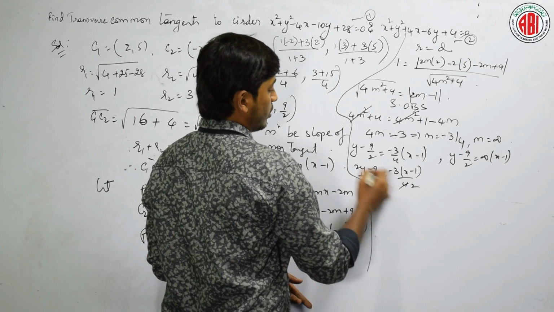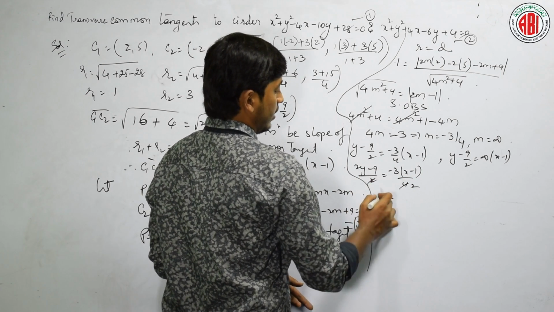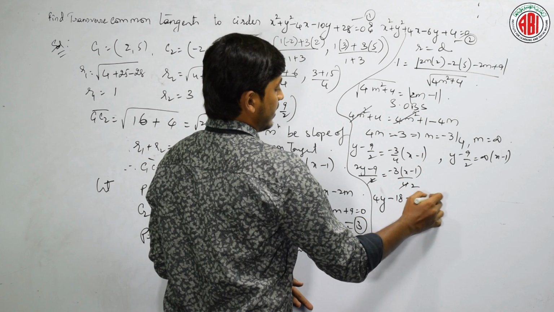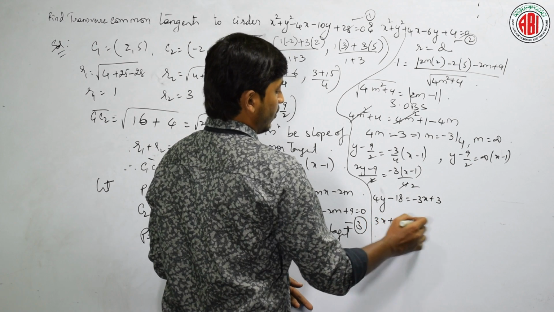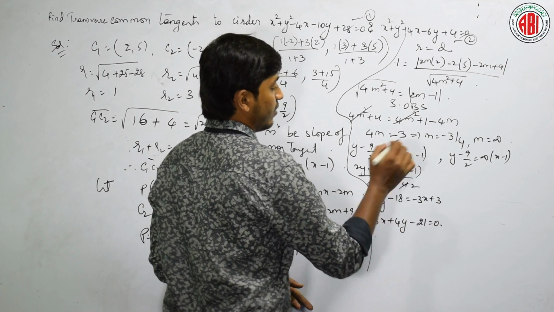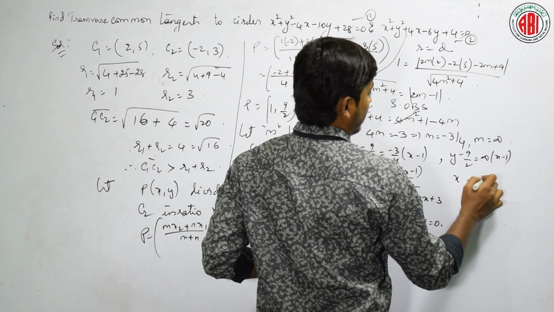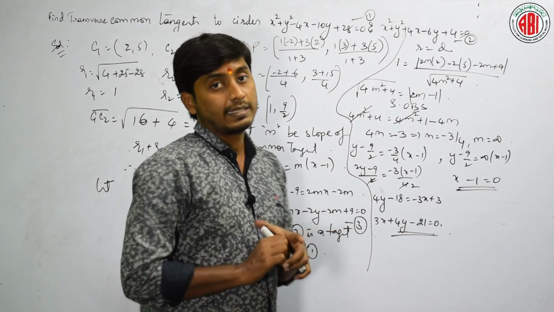2 1s are 2, 2 2s are 4, so that will be 4y minus 18 is equal to minus 3x plus 3. This will be 3x plus 4y minus 21 is equal to 0. And what about this? This is 1 by 0, therefore x minus 1 equal to 0. These are both the tangents to the circle.